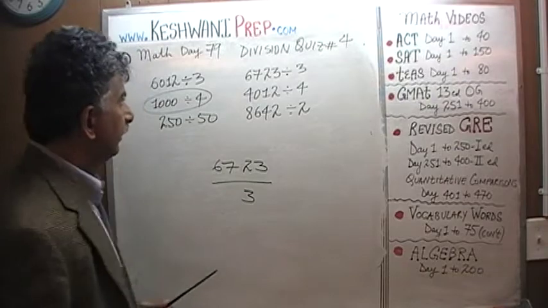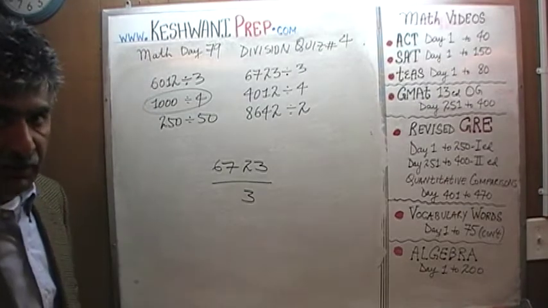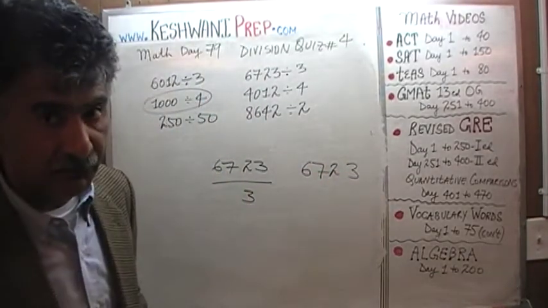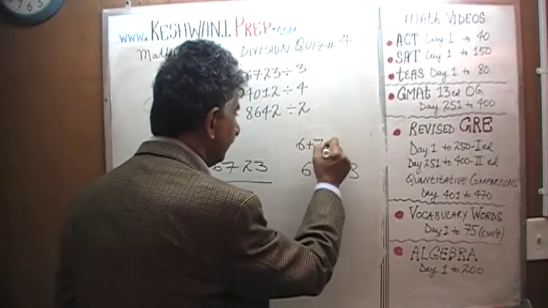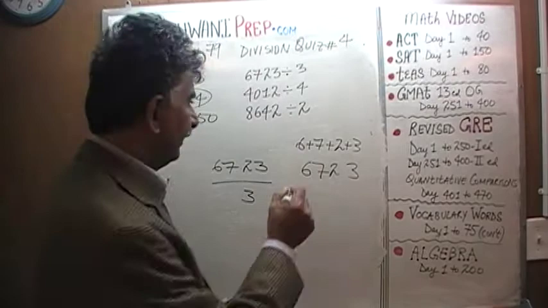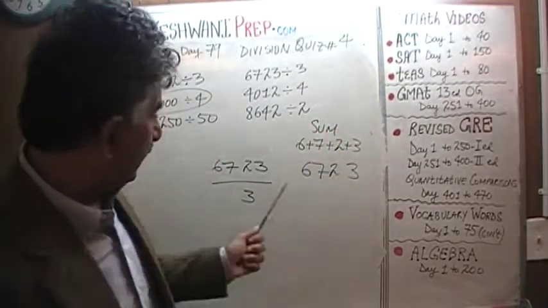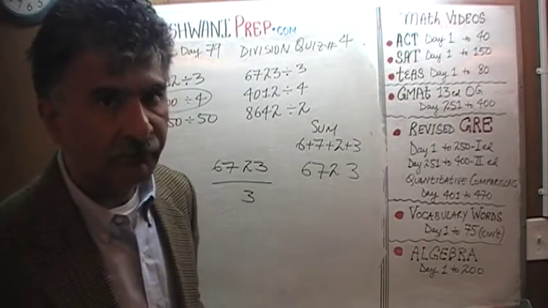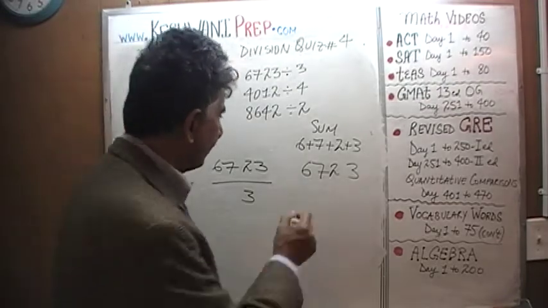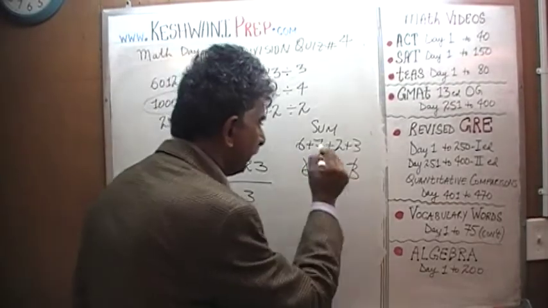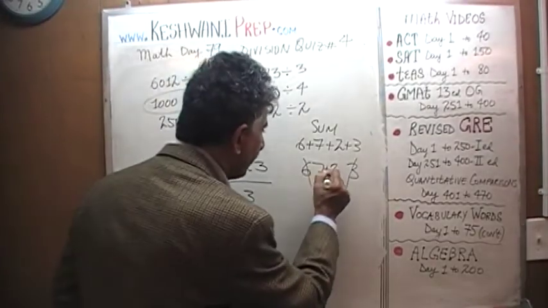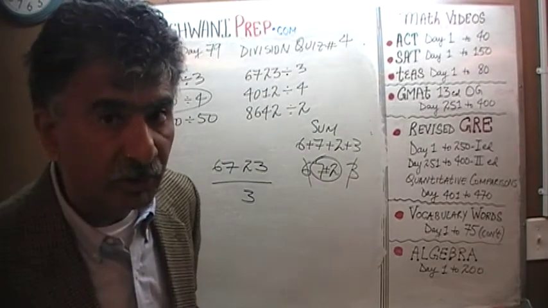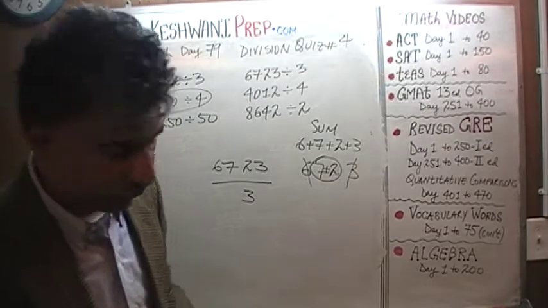6723 divided by 3. Is 6723 even divisible by 3? Let's find out, shall we? 6723. Now the theory tells us that we add up all the digits and if the sum of the digits is divisible by 3, then the number itself should be divisible by 3. That's the theory. In practice, you can get away by taking shortcuts, by looking at the individual digits. 6, of course, is divisible by 3. That plays no role. 3, of course, is divisible by 3. That plays no role. And now we're simply looking at 7 plus 2. 7 plus 2 is 9. Therefore, it turns out that 6723 is in fact going to be divisible evenly by 3. Let's do it together.